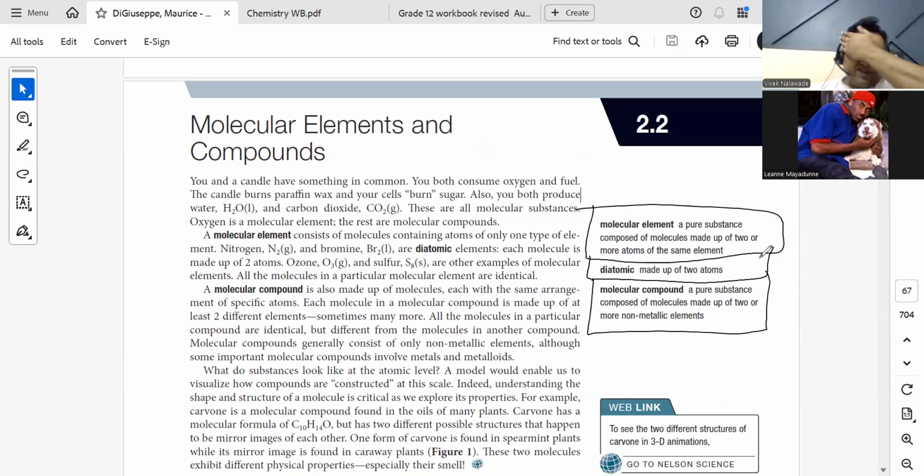So molecular elements are made up of the same element. Diatomics are made up of two atoms. Molecular compounds are made up of more than two atoms, two non-metallic atoms. They can be the same or different. So basically, when we say compound, they are different.